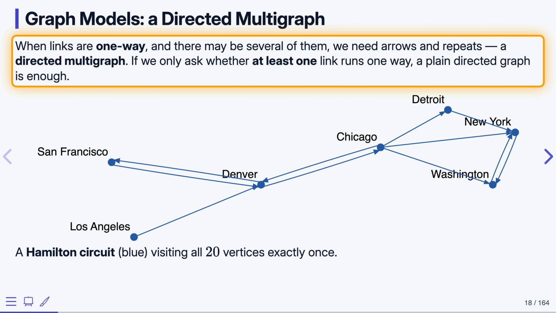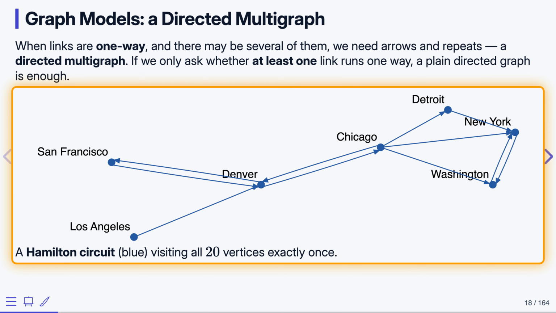Now the last change. Are the links one way? Then each line needs an arrow. And if there can be several one-way links between the same two data centers, we need repeats as well. That gives a directed multigraph. Look at Los Angeles and Denver. One arrow runs from Los Angeles to Denver, and nothing comes back. If we only wanted to know whether at least one link runs each way, a plain directed graph would be enough.